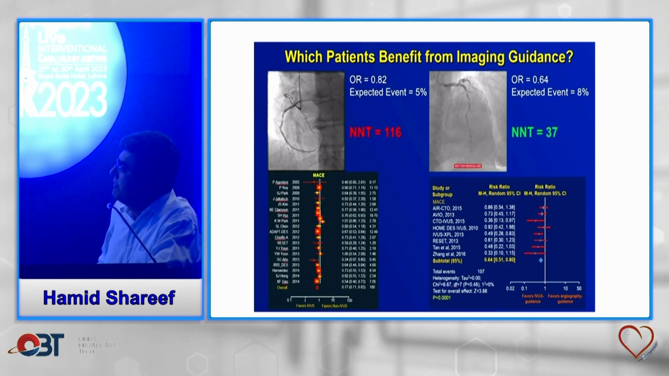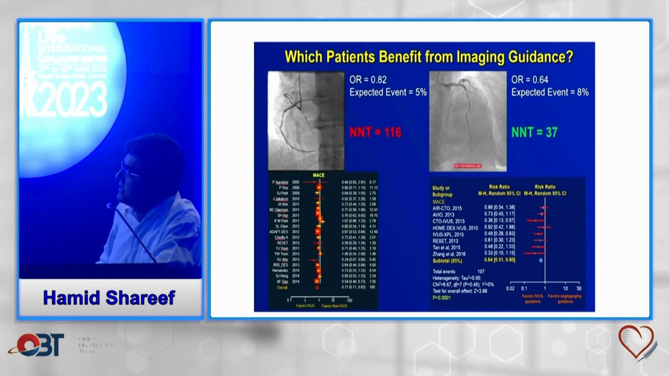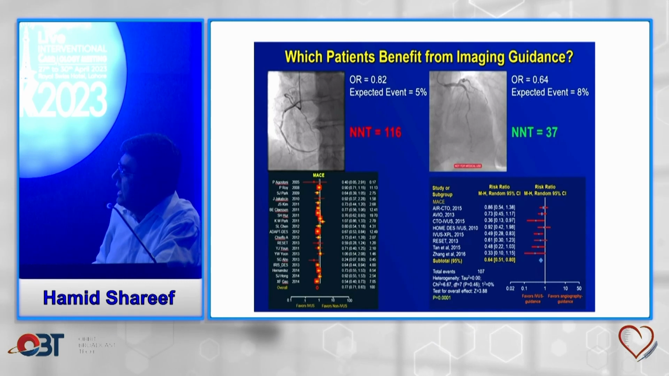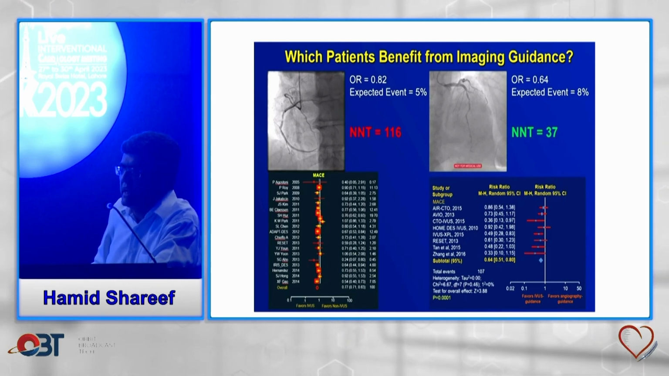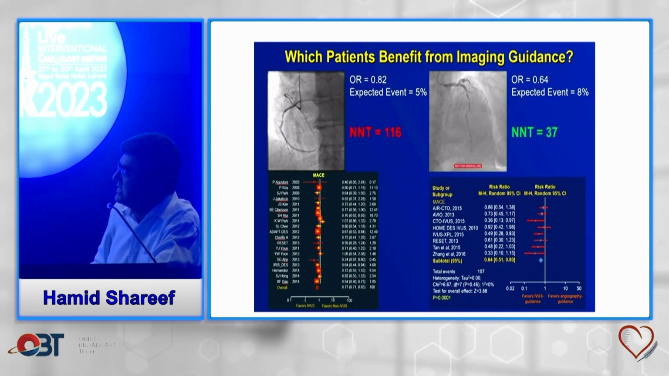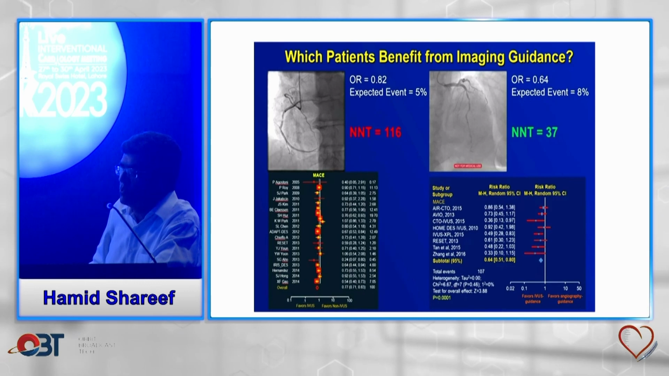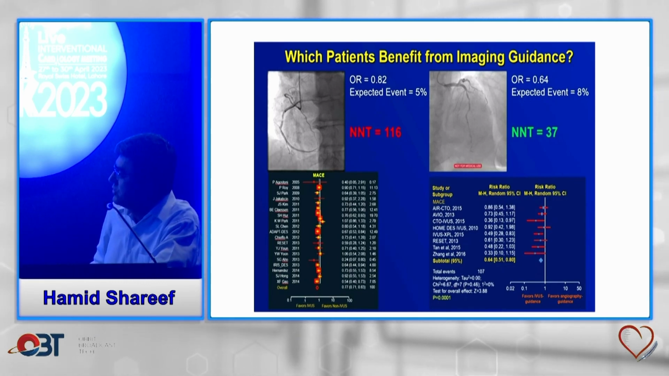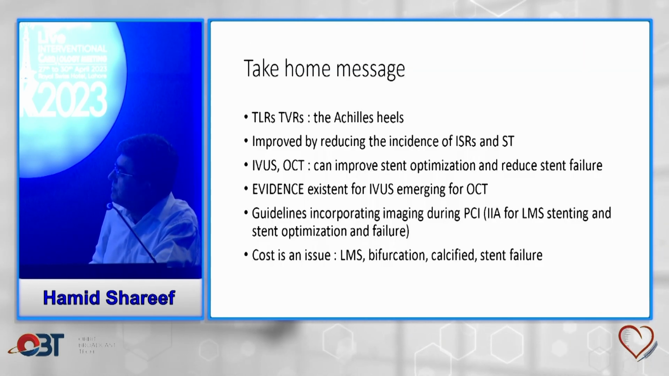So which patients benefit from imaging guidance? So these are two kinds of different patients. If the patient has a simple coronary lesion, we can save 1 life by treating 116 patients. However, in complex lesions, in high MACE risk, and those patients who have calcific lesions, significant stenosis, left main, bifurcation, the NNT is 37. And this NNT is quite good. It is as good as giving a statin to a patient for primary prevention. So these are the results of patients having imaging guidance.